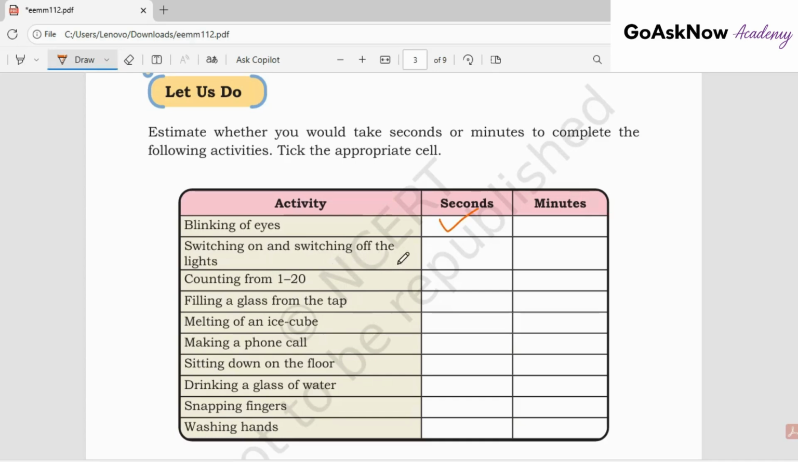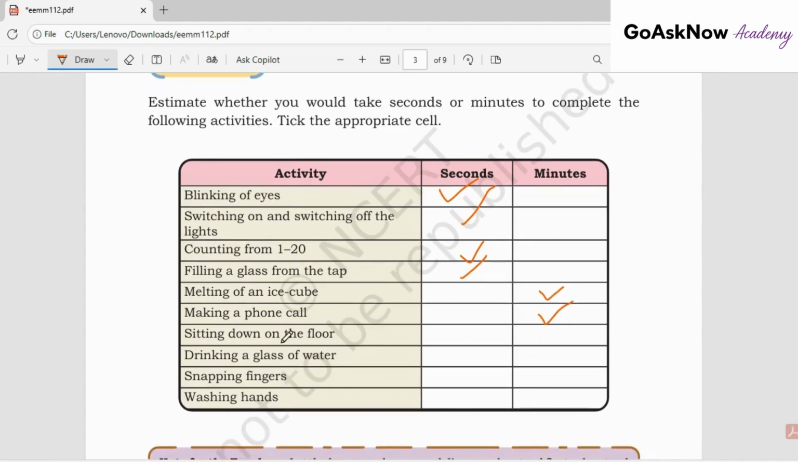Switching on and off of the fan, it takes seconds. Counting from 1 to 20, it also takes seconds. Filling a glass from the tap, it also takes seconds. Melting an ice cube, it takes minutes. Okay. Making a phone call, it takes minutes. Okay. Sitting down on the floor, it is seconds. Drinking a glass of water, it also takes seconds. Snapping fingers, it also takes seconds. Washing hands, it takes a minute.